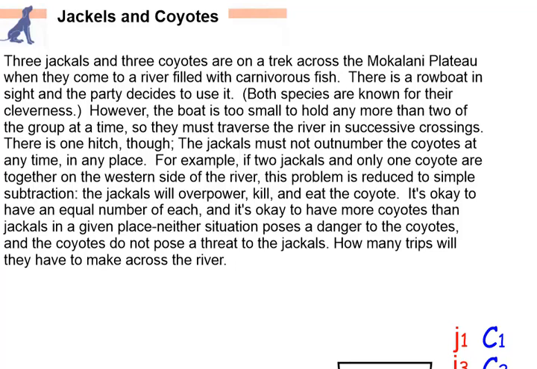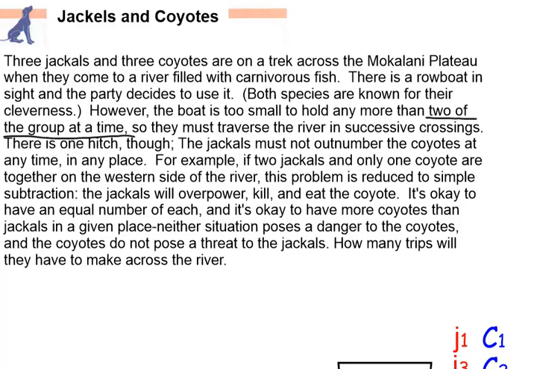So, jackals and coyotes. 3 jackals and 3 coyotes are on a trek across the Mokelumne Plateau when they come to a river filled with carnivorous fish. There is a rowboat in sight, and the party decides to use it. Both species are known for their cleverness. However, the boat is too small to hold any more than 2 at a time. So I'm actually going to underline 2 at a time, so that they must traverse the river in successive crossings.